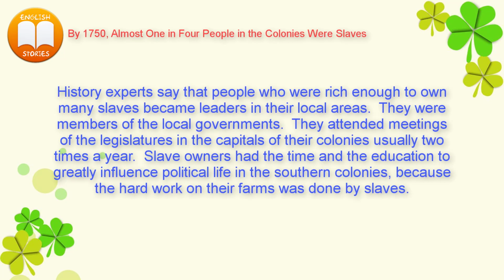History experts say that people who were rich enough to own many slaves became leaders in their local areas. They were members of the local governments. They attended meetings of the legislatures in the capitals of their colonies, usually 2 times a year. Slave owners had the time and the education to greatly influence political life in the southern colonies, because the hard work on their farms was done by slaves.